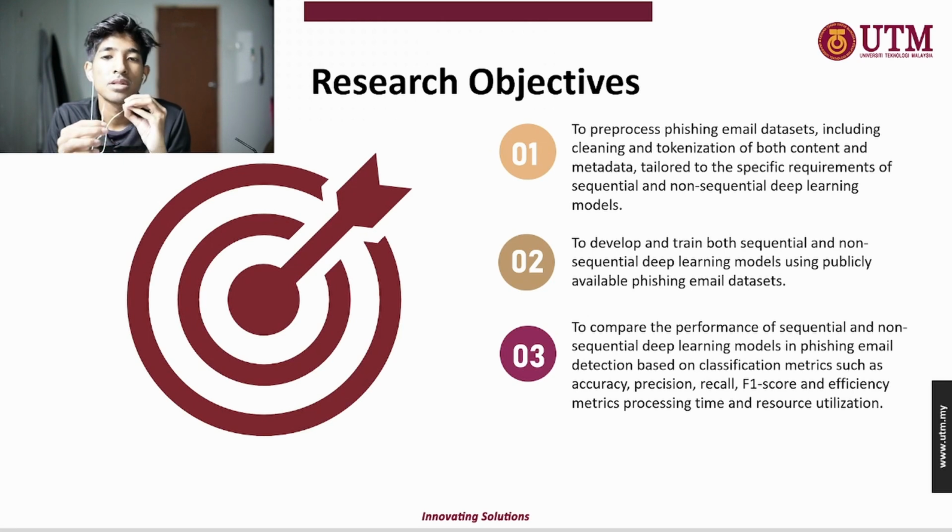The objective of this research is first to pre-process email dataset, because we know that dataset that we get online are rarely pure by any form. So they're kind of not dirty, but they have a lot of noise. So we have to clean them up so that our model can learn to the best of their ability. Now, second thing is you want to develop and train both sequential and non-sequential model. And thirdly, you want to compare the performance of these two model using the same metrics like F1 score, accuracy, precision, recall, and so forth.